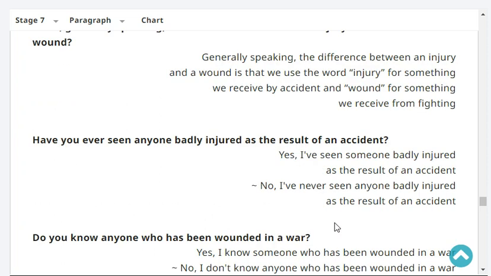Have you ever seen anyone badly injured as the result of an accident? Yes or no? No, I've never seen anyone badly injured as the result of an accident.